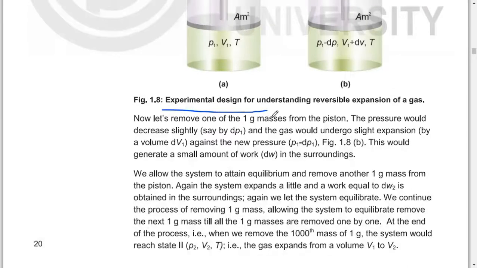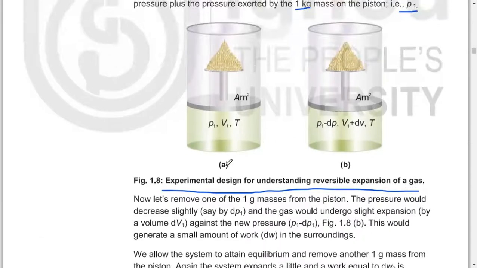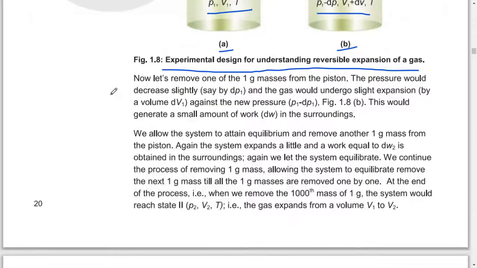Experimental design for understanding reversible expansion of a gas. Figure A: P1, V1, T. Figure B: P1 minus dP, V1 plus dV, T. Now let's remove one of the 1 gram masses from the piston. The pressure would decrease slightly, say by dP1, and the gas would undergo slight expansion by volume dV1 against the new pressure P1 minus dP1, figure B. This would generate a small amount of work dW1 in the surroundings.